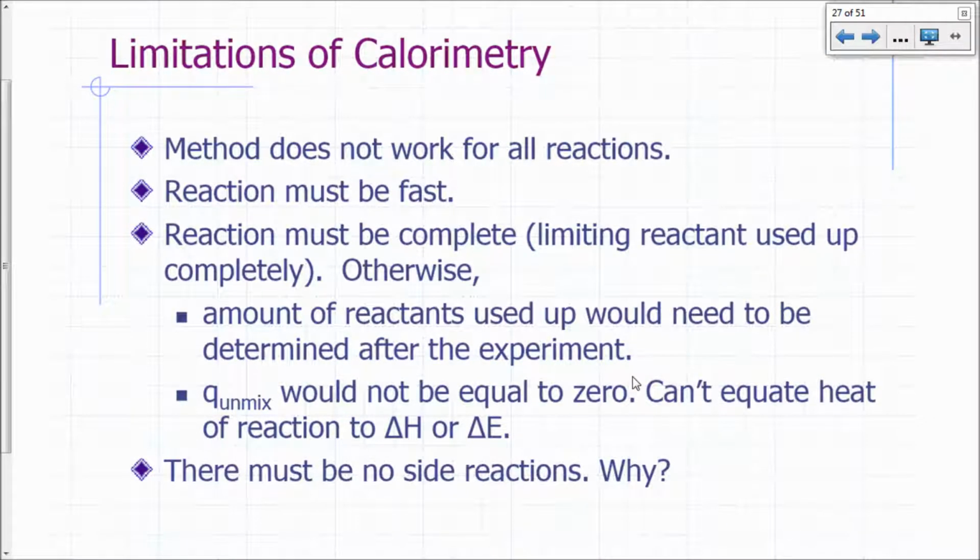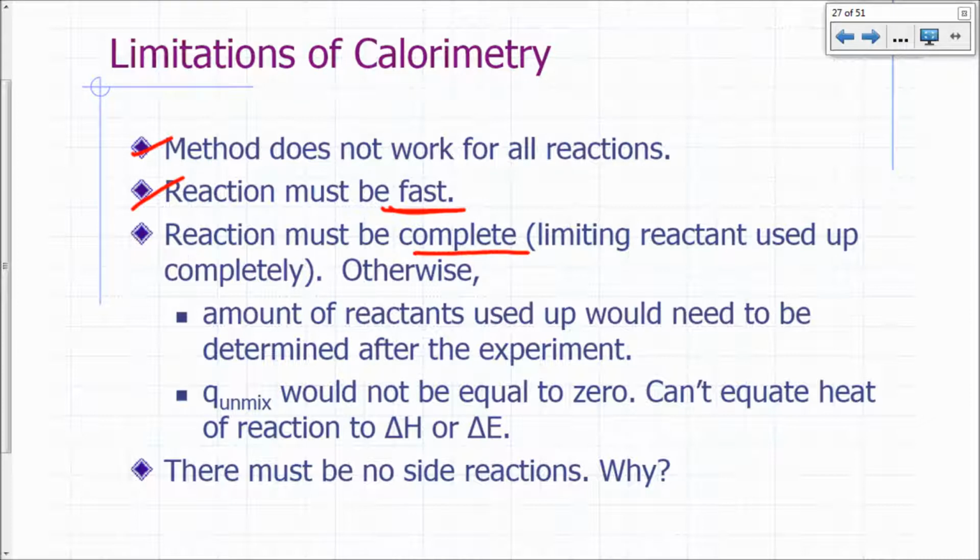Okay. Some limitations of calorimetry, like I said, it's not going to work for all reactions. First of all, reactions have to be fast. Why? Well, if it takes 1,000,000 years for the reaction to happen, you can't do it in the lab, right? So it has to be fast, and also, even if it doesn't take 1,000,000 years, let's say it just takes days, then that's still going to be a problem because it's very hard to maintain perfect insulation. Okay, so you don't want to have to worry about that heat loss. So you want to make sure your reactions are fast.